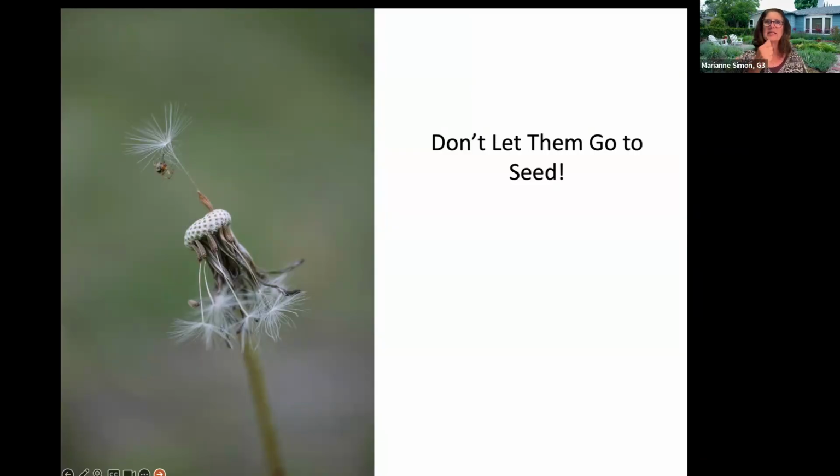I remember as little kids, you would take that dandelion and you would blow it. So yeah, we don't want to do that. One of the easiest things you can do is just cut it, as it sends up that pretty little yellow flower, just give it a snip before it goes to seed.